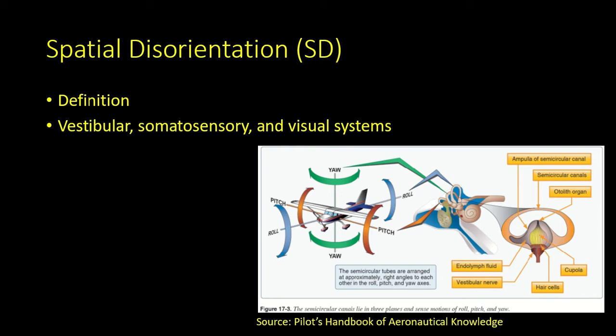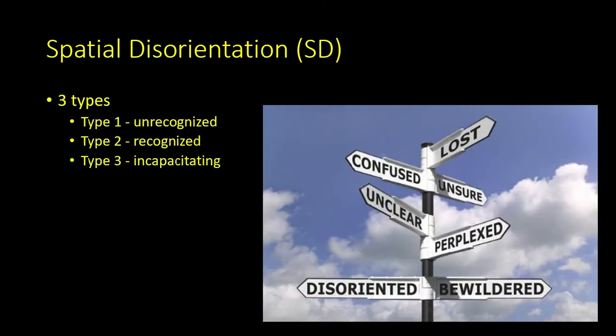During flight in VMC, the eyes are the major orientation source and usually prevail over false sensations from other sensory systems. When these visual cues are removed, as they are in IMC, false sensations can cause a pilot to quickly become disoriented. There are three types of spatial disorientation.